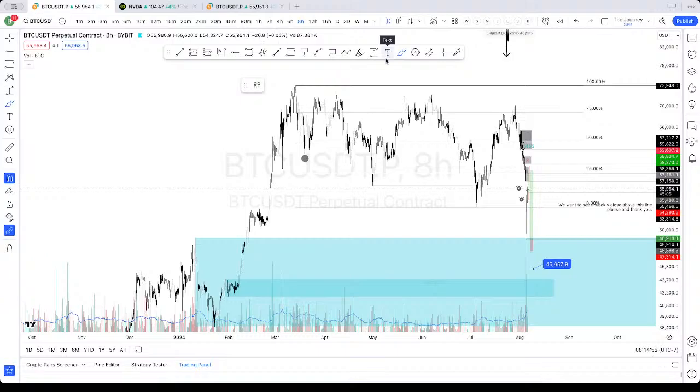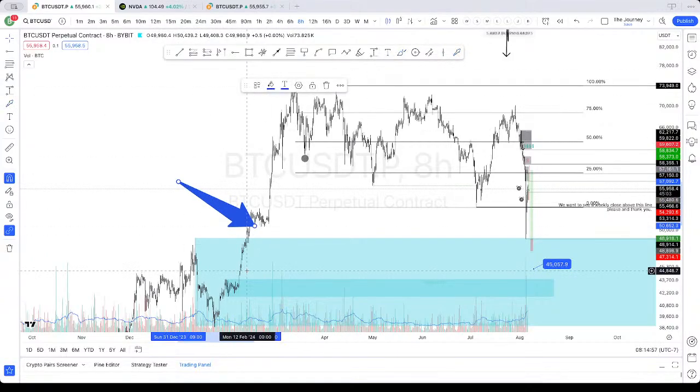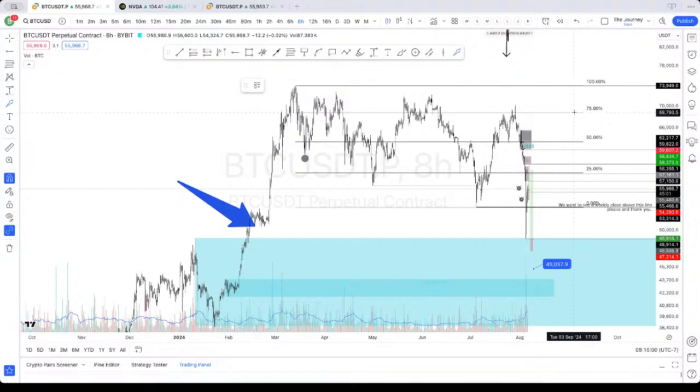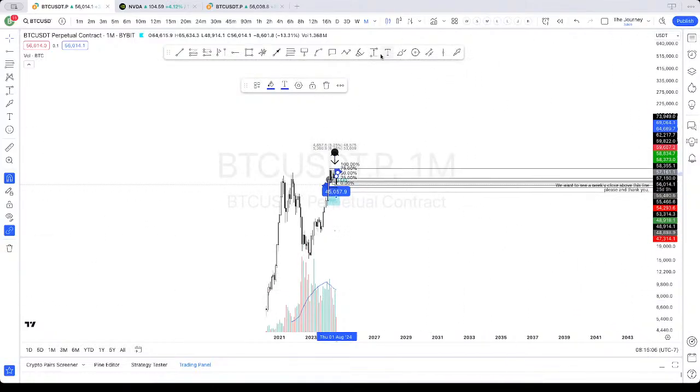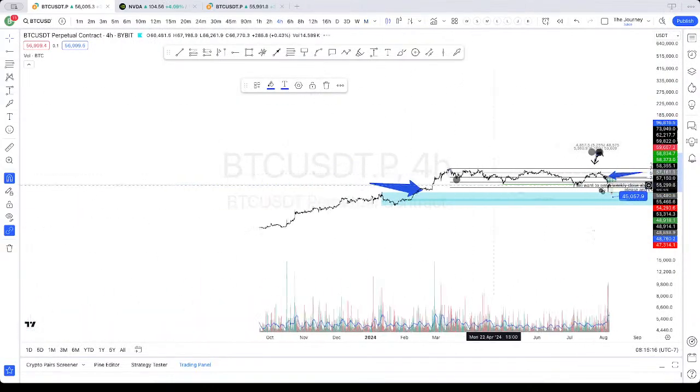Technically speaking, all this over here is external two. This is external three. Why do I say that? Because on the monthly chart, this is where you find your external one structure. Sorry, I shouldn't have said that. That's just going to mess people up.